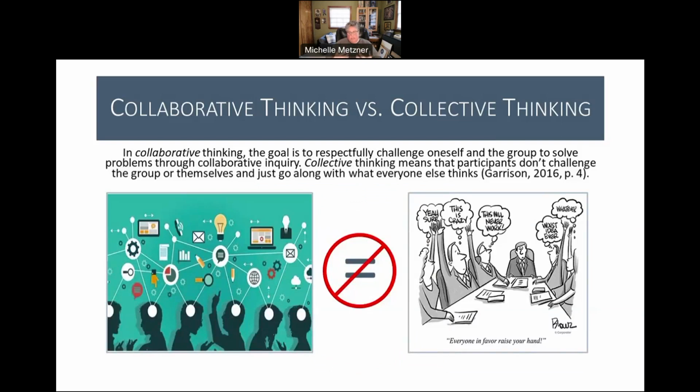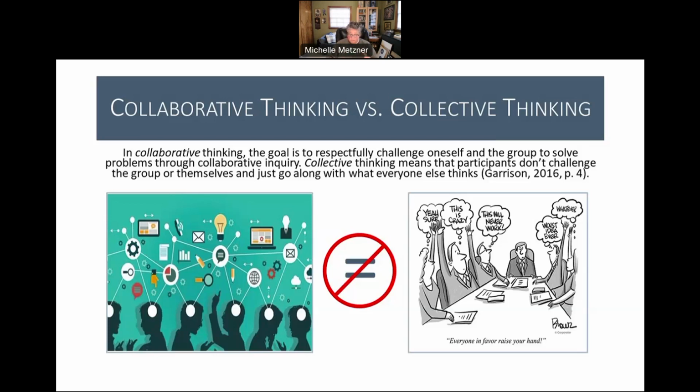All right. So I know some of you may be thinking, I don't like working collaboratively. Isn't collaborative thinking just another word for groupthink? The answer to that is a resounding no. As Garrison states, in collaborative thinking, the goal is to respectfully challenge oneself and the group to solve problems through collaborative inquiry. Collective thinking, on the other hand, means that participants do not challenge the group or themselves and just go along with what everyone else thinks. Remember, the goal of collaborative thinking is for individuals to push themselves intellectually. Participants should question their own assumptions and work together to solve challenging problems.